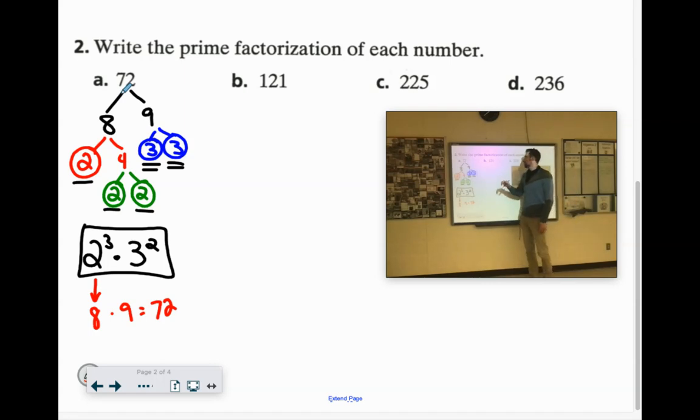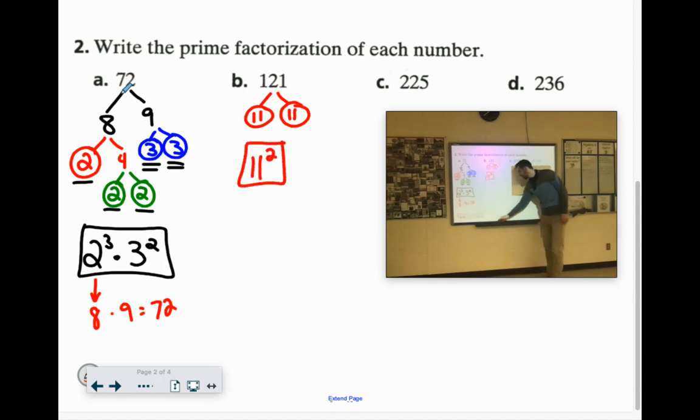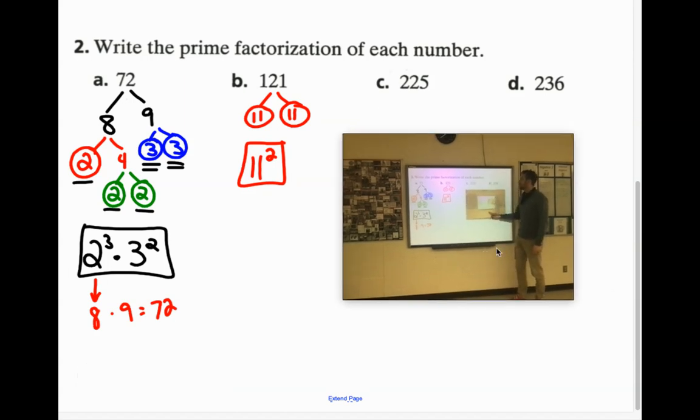121. The only factors I know of 121 from my old multiplication days are 11 times 11. 11 is prime, and so is 11. So our final answer would just be 11 to the second power. Great, we got it down to the bare bones prime factors.